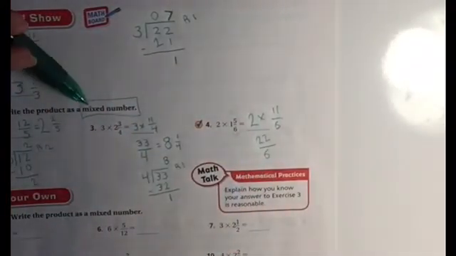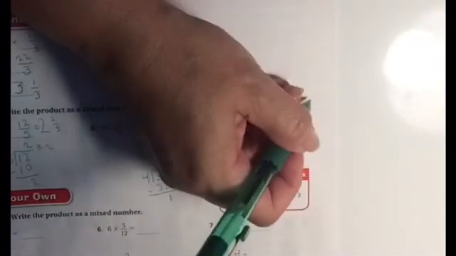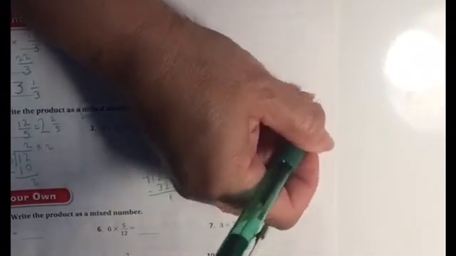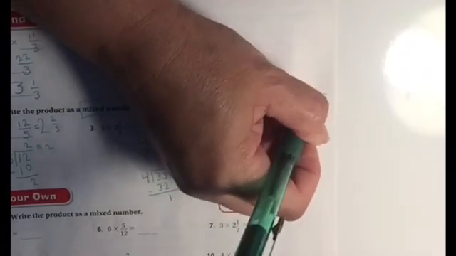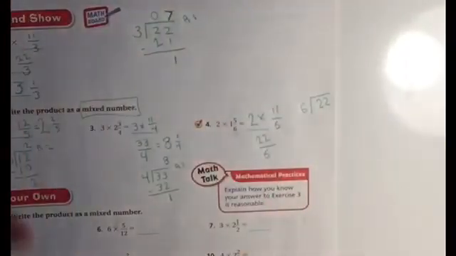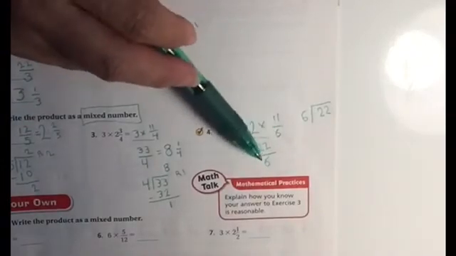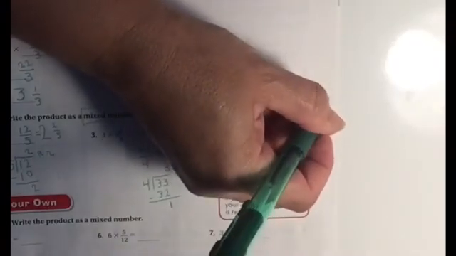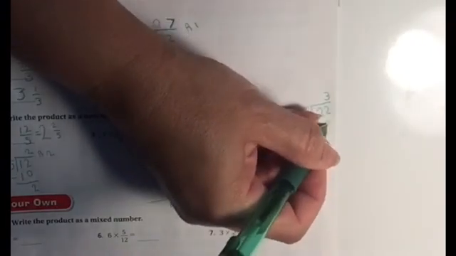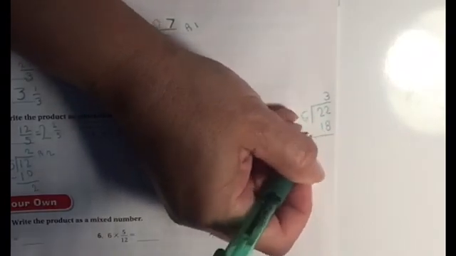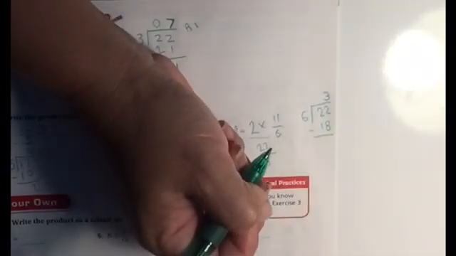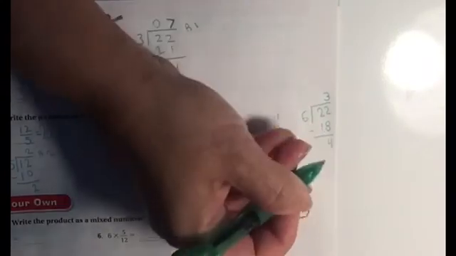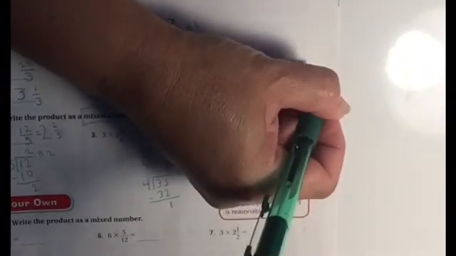However, it doesn't give me my mixed number. So I'm kind of running out of space here, so I'm going to have to go 22 divided by 6. So 6 goes into 22. I'm thinking maybe it goes in 3 times. 6 times 3 is 18. And 22 take away 18 is 4. So remainder 4.